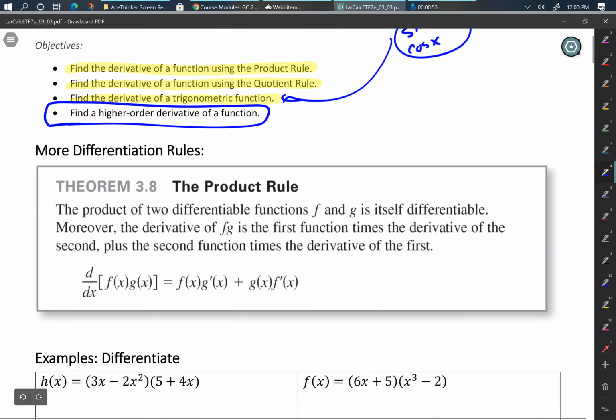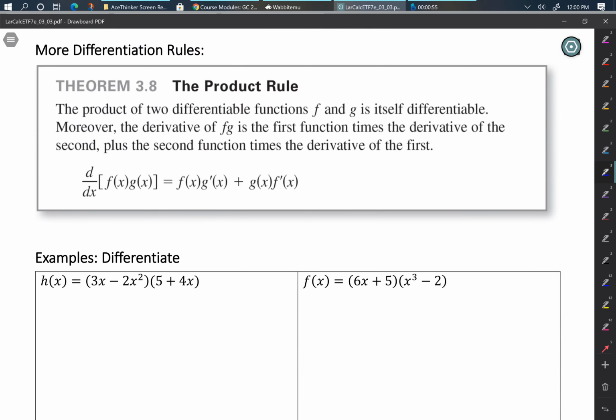All right, we're going to start with the product rule. So some more differentiation rules. Remember, our goal with the differentiation rules is to never have to use the limit definition again. Now, up till now, we've got rules for certain things, but what we don't have a rule for is what to do when we have two functions, an f function and a g function, two functions that are differentiable that are being multiplied together.